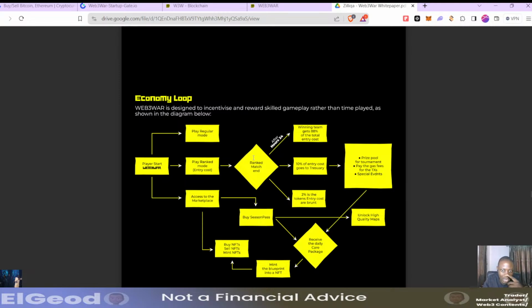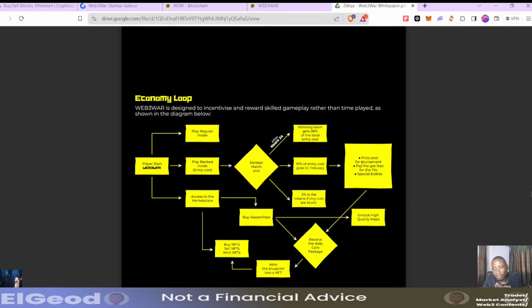So now when you have access to the rank and you're increasing your rank, after 24 hours the winning team gets 88%. I explained that earlier on. Of course, 10% goes to the treasury of W3W, that's Web3 War, and then you have 2% being burnt off, right? That's clear. Now the 10% that goes into the treasury becomes the prize pool for tournaments. I think this goes back to the community in a very beautiful loop, right?